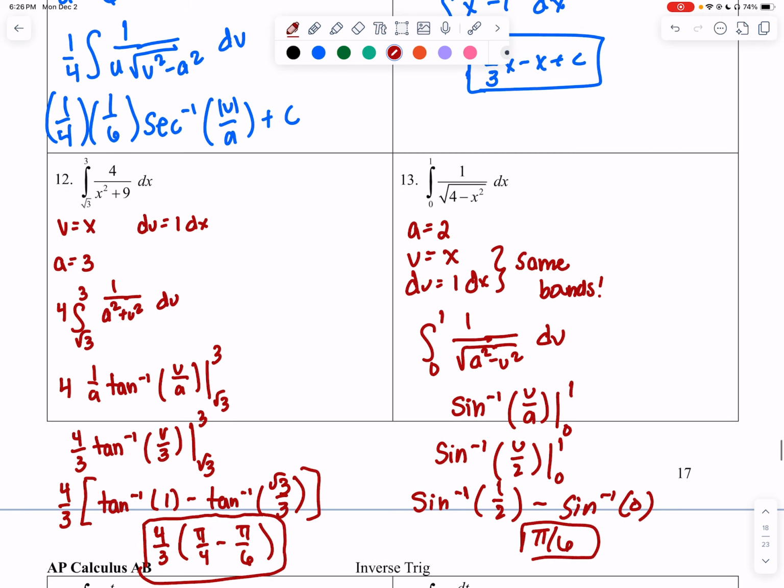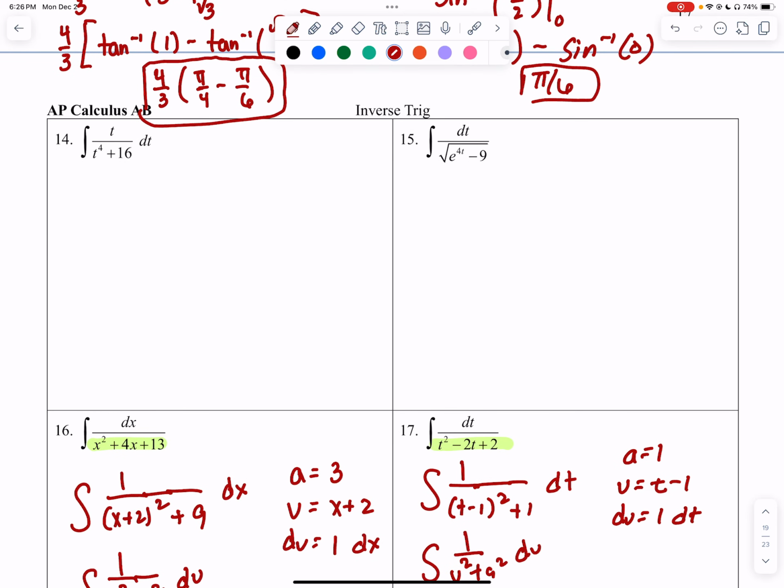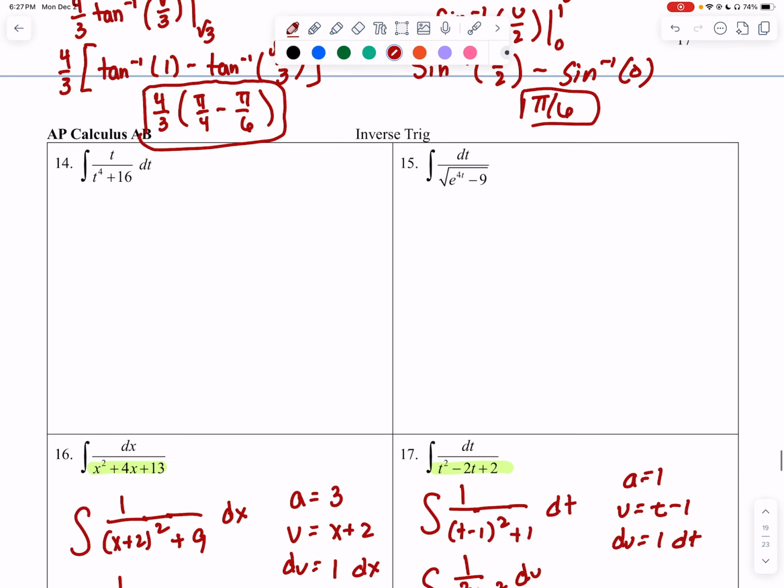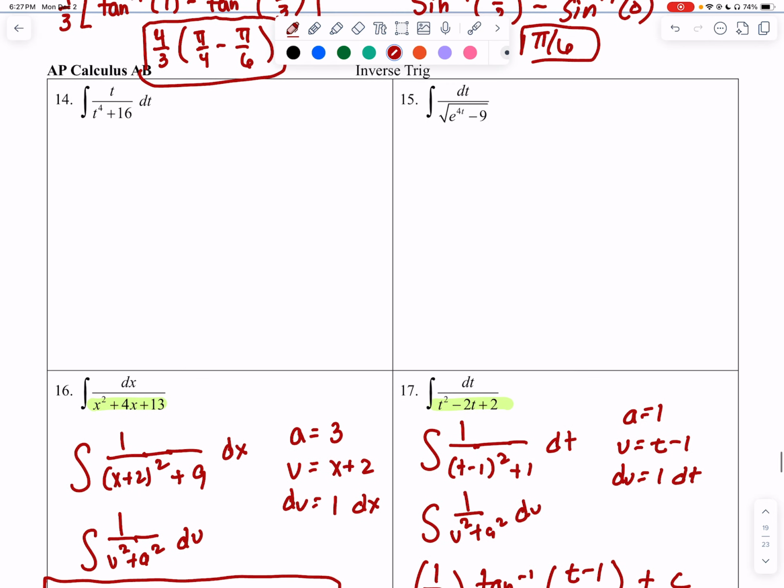Alright, I am leaving 14 and 15 up to you guys. 14 is going to be inverse tangent, and then 15 is going to be inverse secant. And then just do more practice on this using your homework.